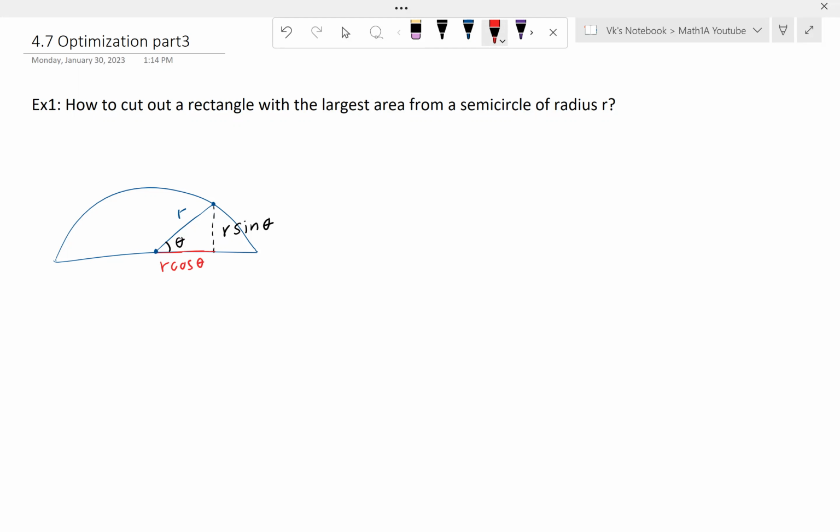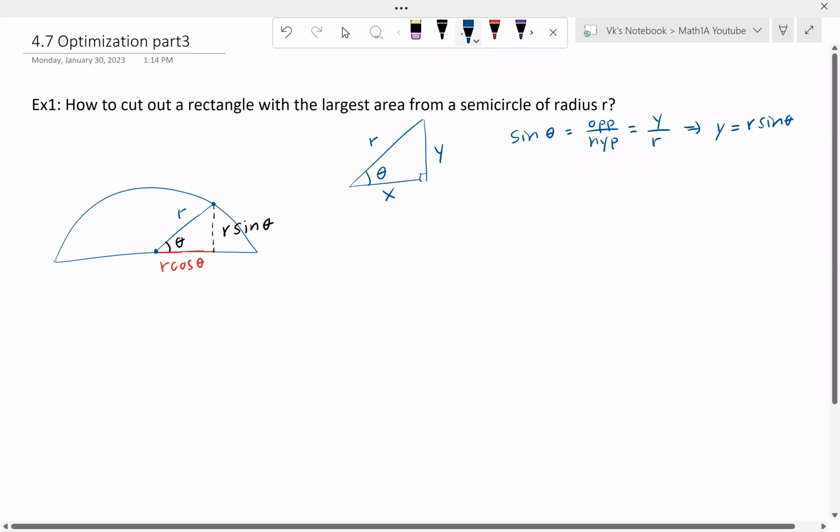That is from trigonometry, because if you look at the right triangle right here, it's the angle theta, y, x, then we know that sine of the angle theta, using the fact that the radius is r, is opposite over hypotenuse. Opposite is y, hypotenuse r. So it tells us that y is r sine theta. Pretty cool, huh?